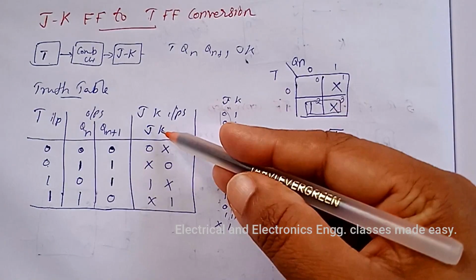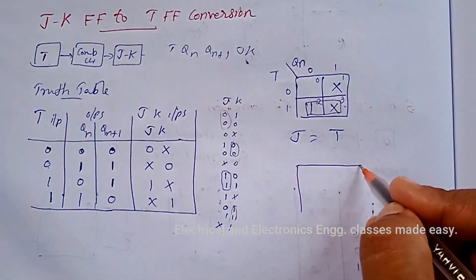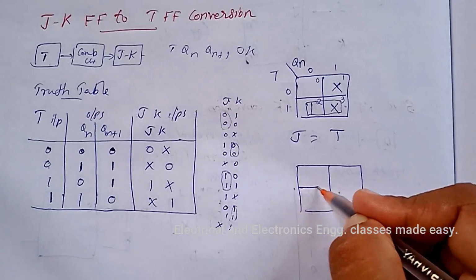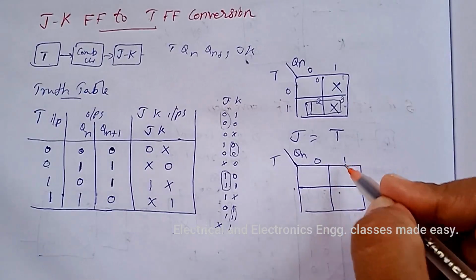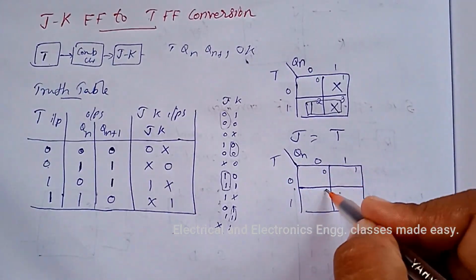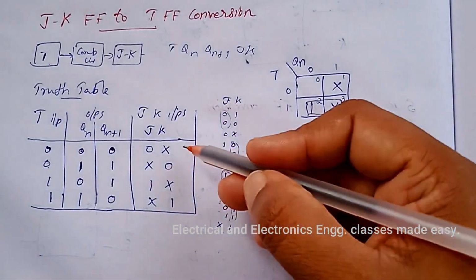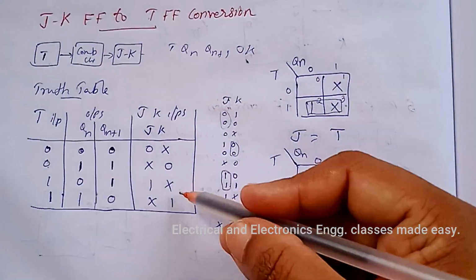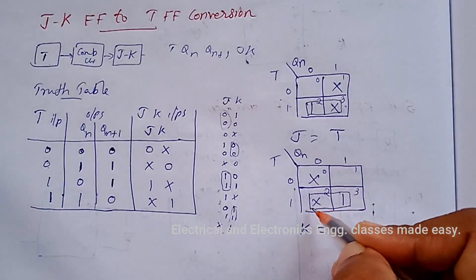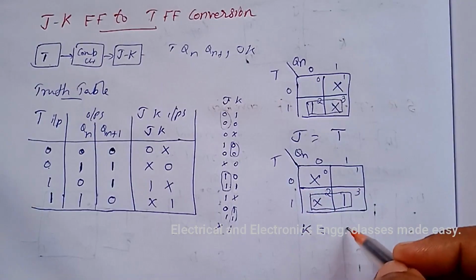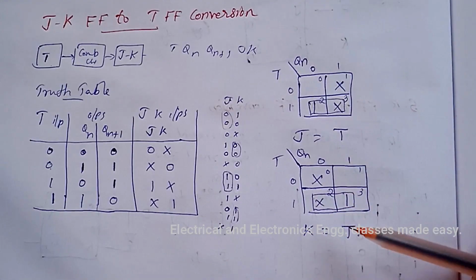Next we have to find the value for K in terms of T and Qn. Again draw a two variable K-map with variables T and Qn. 0 1, 0 1 here, 0 1 2 3, and for K: don't care, 0, then don't care, and 1. So here these two squares we can combine, and K is equal to T. So here we get J equal to T and K equal to T.